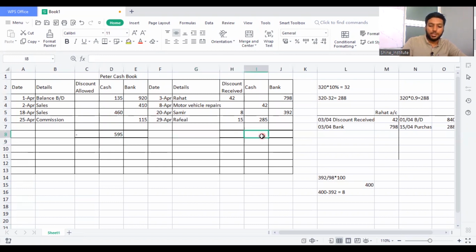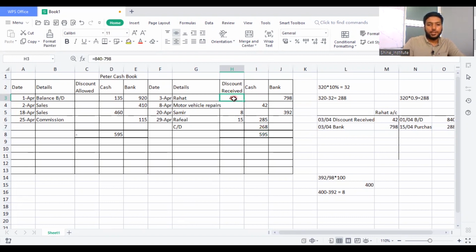So I'm done with the particular area. So I'll take the same thing in the credit side, 595. But then on my credit side I have 42 plus 285, which is 327. I'm going to deduct on the credit side. So 595 minus 327 is my actual balance, 268.